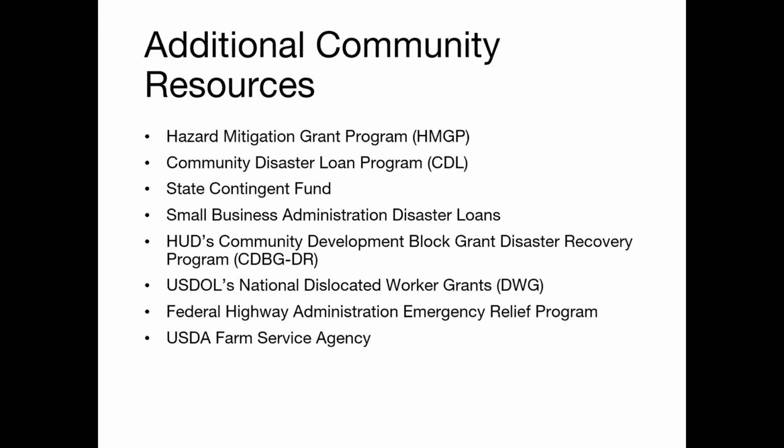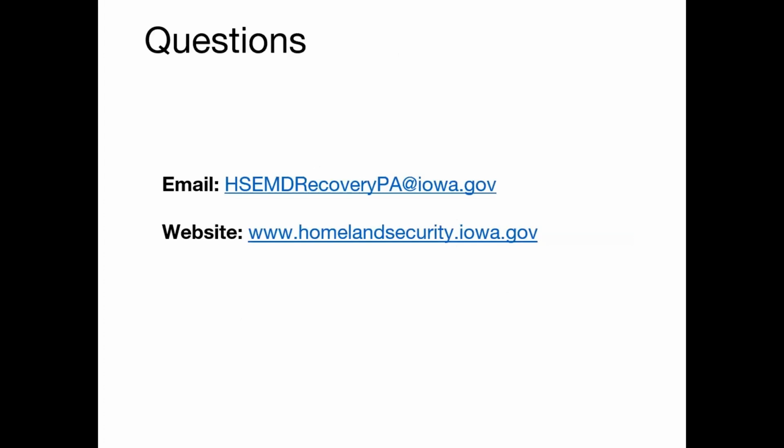Finally, the USDA's Farm Service Agency offers a variety of programs to help farmers, communities, and businesses that have been hard hit by natural disaster events. Programs provide livestock assistance, farm loans, farmland damage, and crop loss assistance. Visit farmers.gov to learn more. This concludes our public assistance applicant briefing.